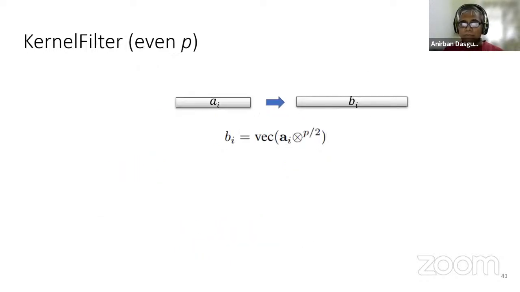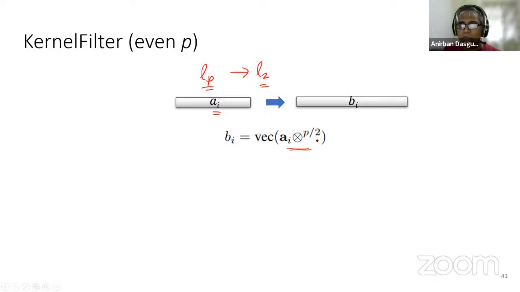So here's the second algorithm, and we call it a kernelization algorithm because it's a kernel. What it does is basically convert the Lp calculation into an L2 calculation in the following way: given a particular vector a_i, it calculates another vector which is a tensorized form of this vector a_i. It takes the outer product of this vector with itself p by 2 times and then vectorizes this tensor.